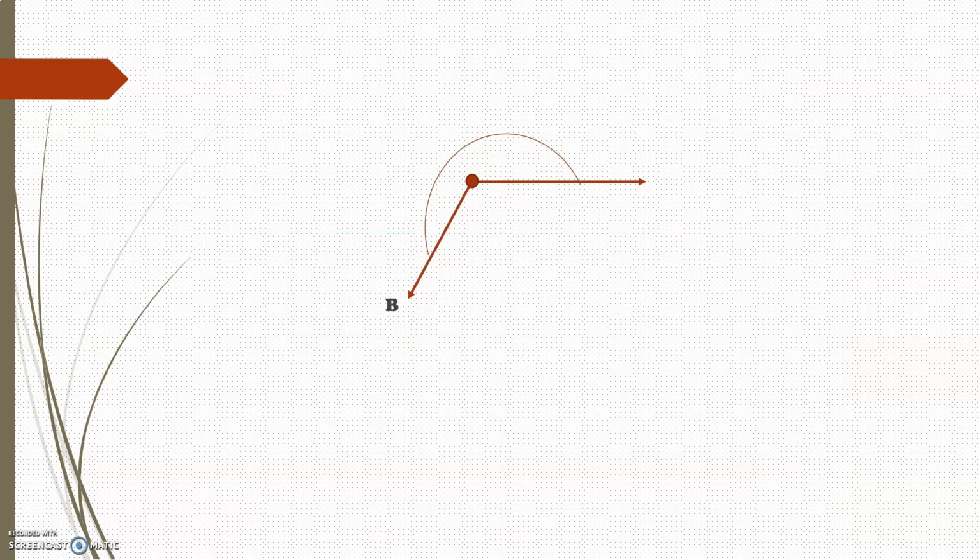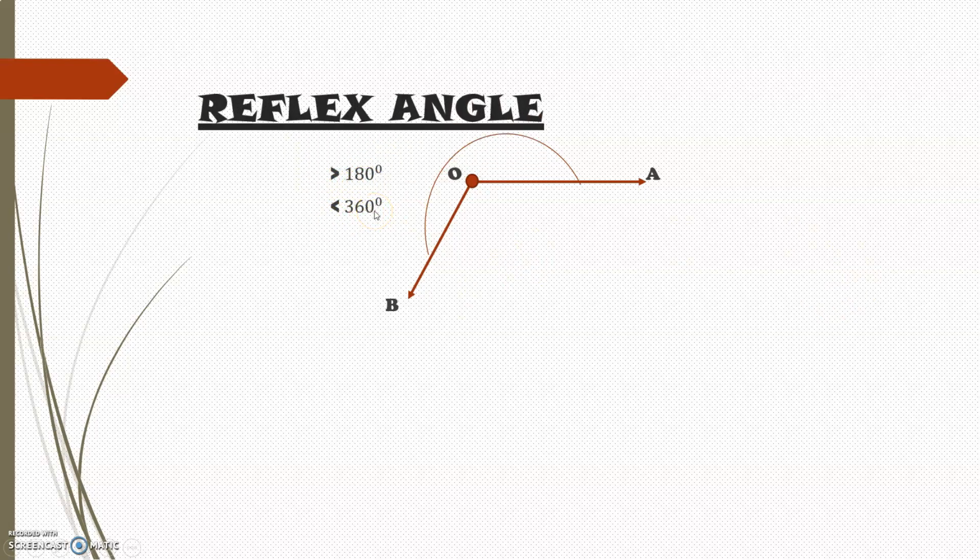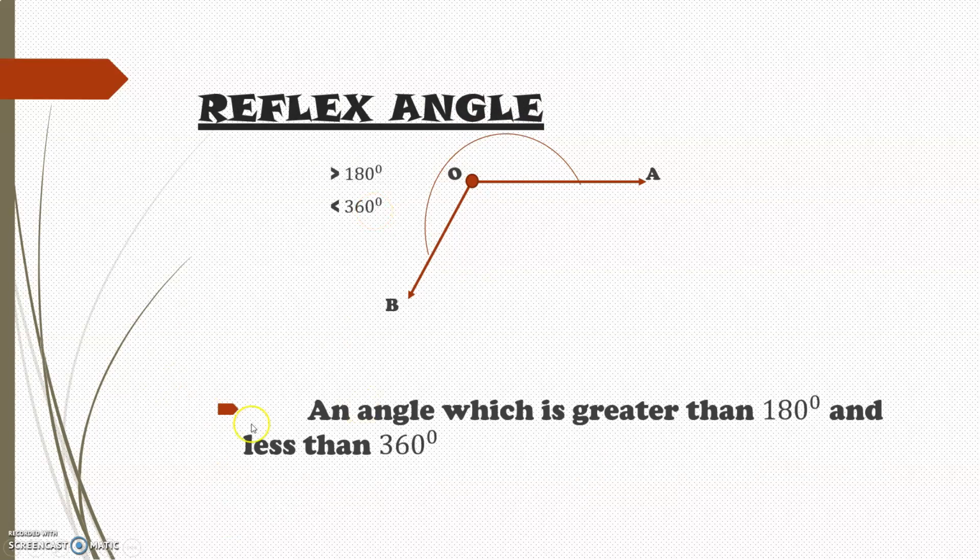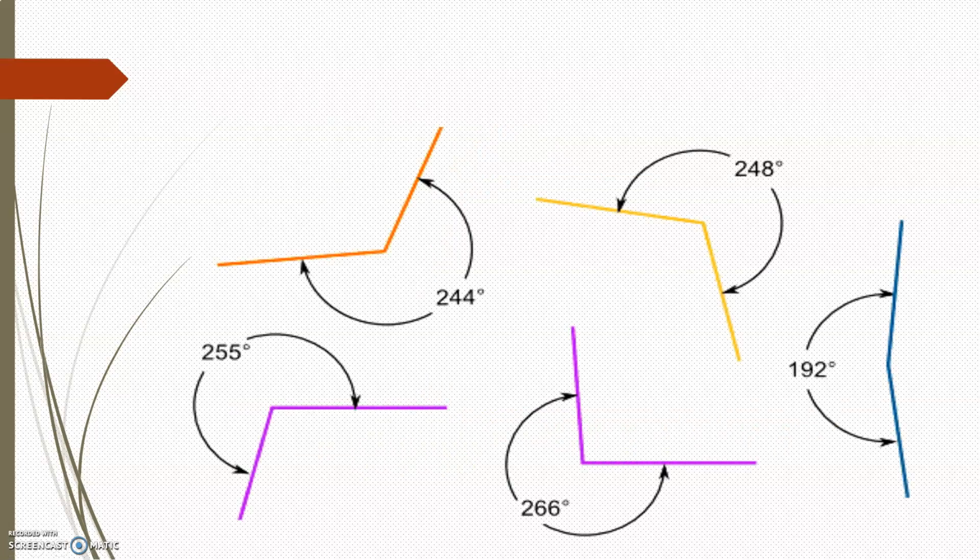Next, let us consider an angle OAB, where the angle is greater than 180 degrees and less than 360 degrees, and we call this a reflex angle. An angle which is greater than 180 degrees and less than 360 degrees, we call a reflex angle. And here are some of the examples. Here you can see 244 degrees, 248 degrees, 192 degrees, 266 degrees and 255 degrees. So these are the examples for a reflex angle.